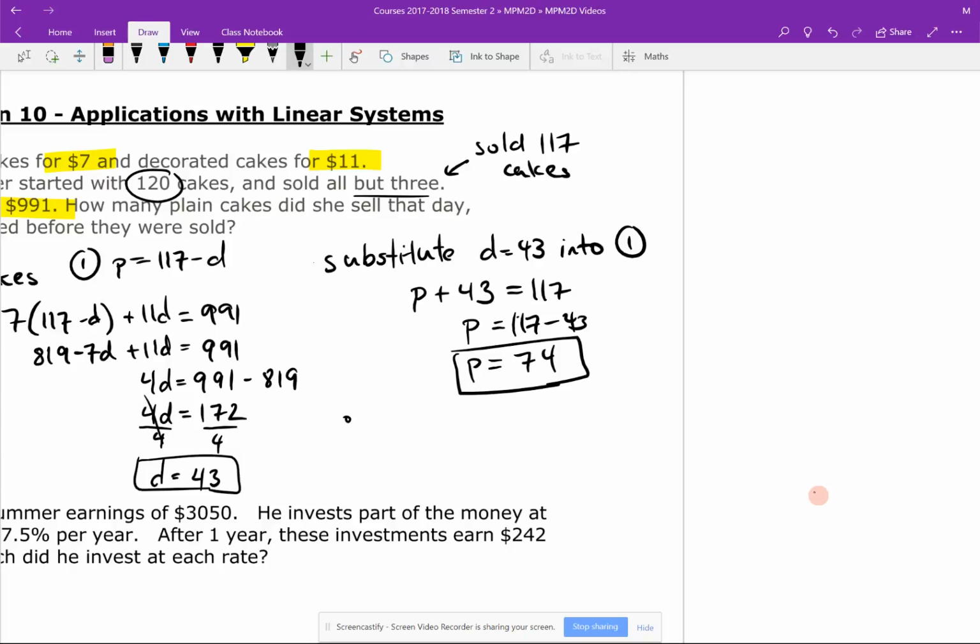Okay, so therefore, I'm going to say here, she sold 74 plain and 43 decorated cakes. Okay, there we go.